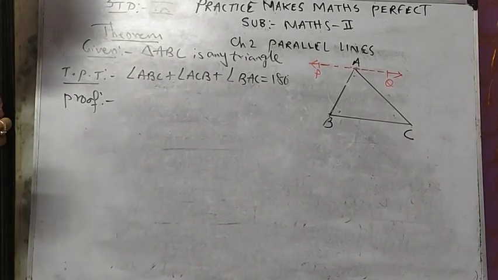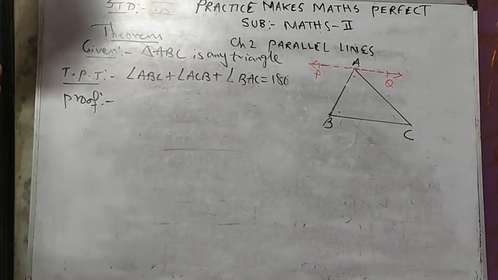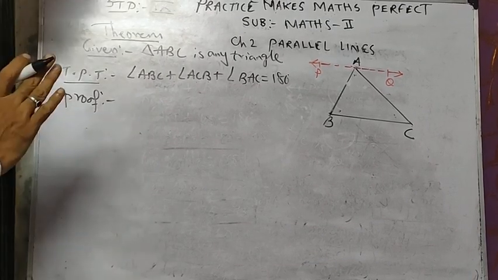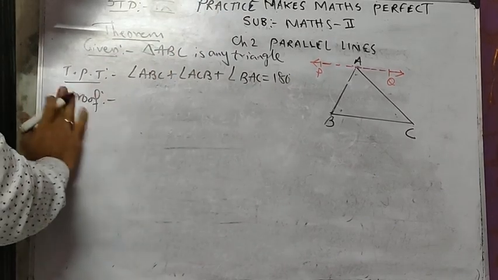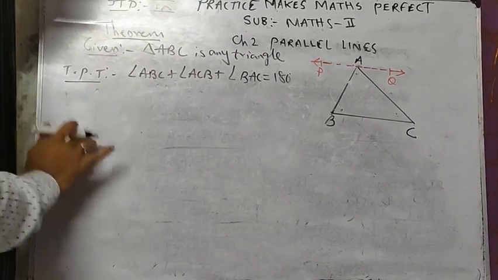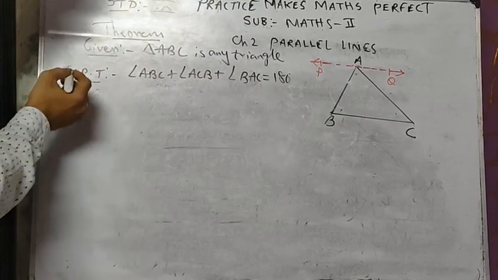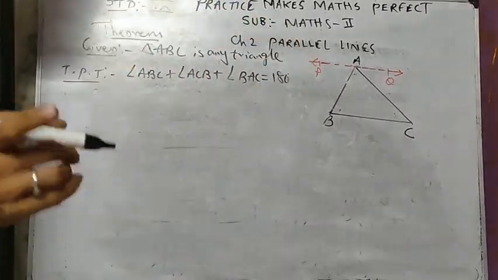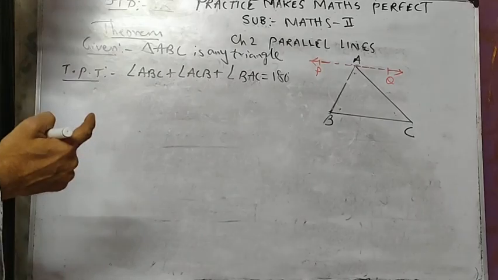So first of all we have to write: given, triangle ABC is any triangle. Then you have to write: to prove that, TPT. This one you have to draw the diagram, and we have construction work here.